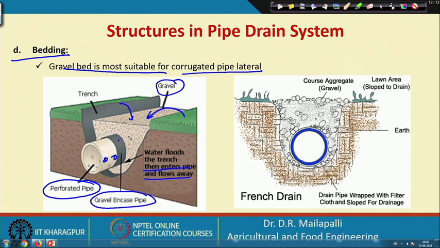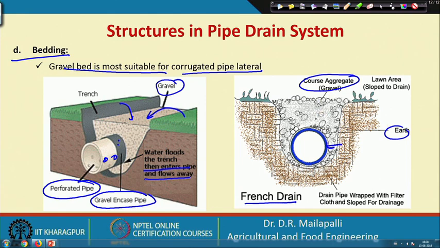This is kind of a cover which protects the perforated pipe from the gravel pressure. Okay. So, then there is what we call a French drain, where this is the main drain, and then the gravel or coarse aggregates. This is the lawn area and earth. So, this is another kind of bedding.